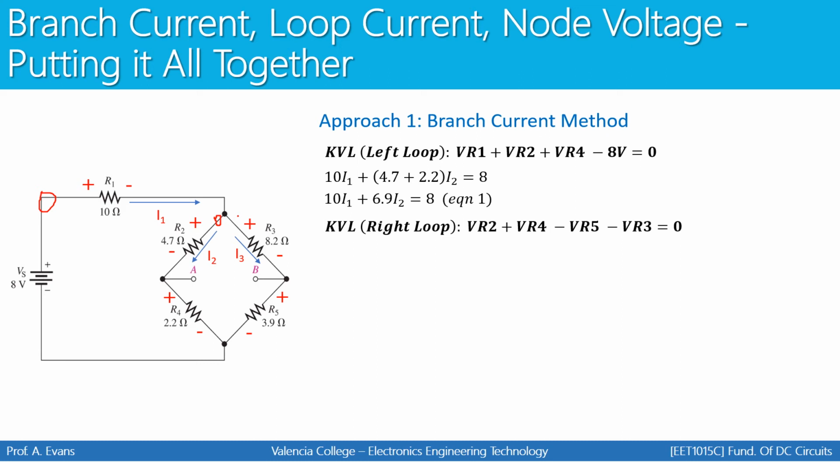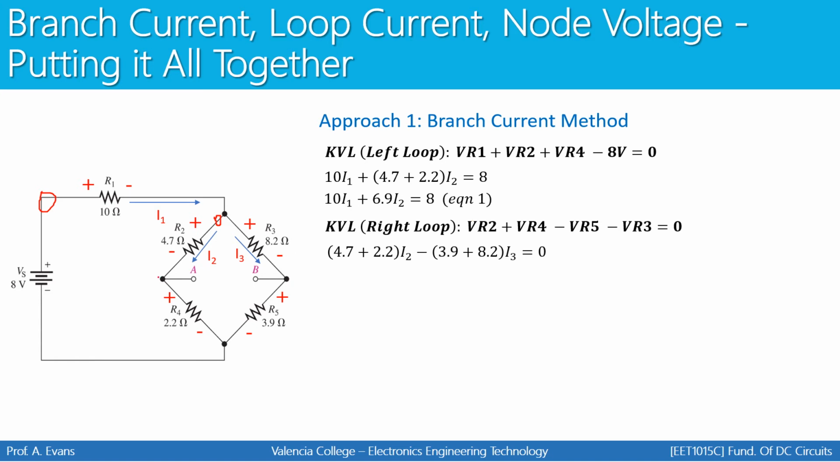Remember, when you're doing your KVL, you can start from any point along the path and you can go in any direction. As long as you follow the polarities of your resistors, your equation will be correct. Now we're going to replace each voltage in our equation with its Ohm's law equivalent. Remember, voltage is current times resistance. So we're going to replace VR2, VR4, VR5, and VR3 with a current times the resistance.